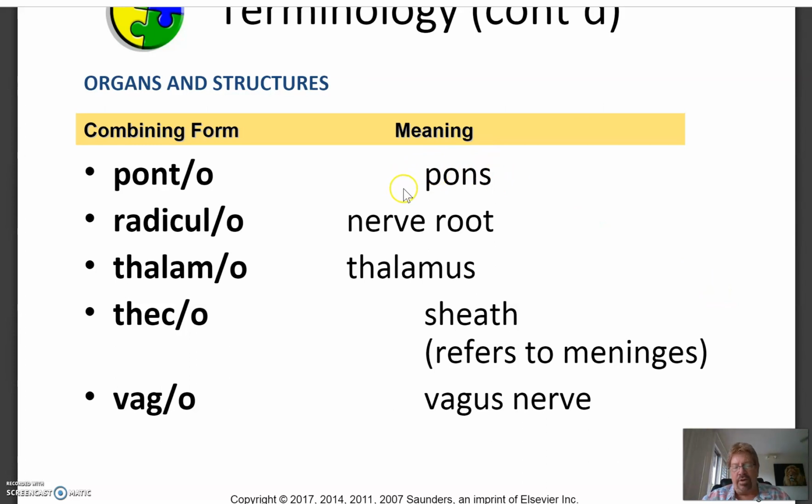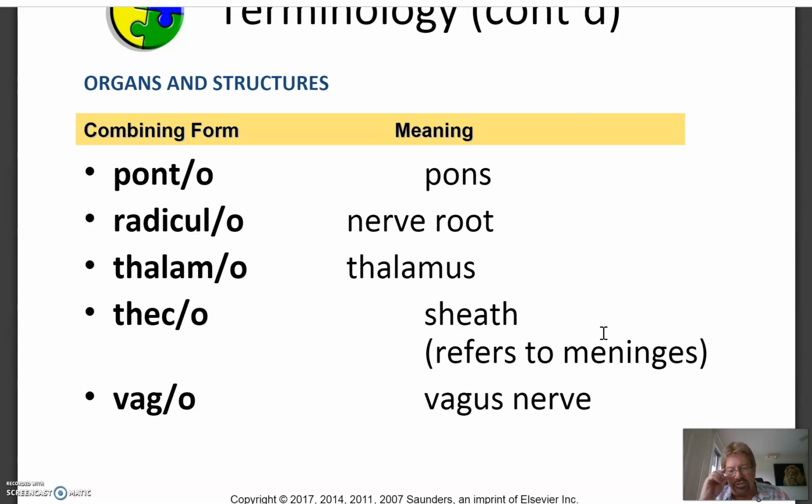Part of the brain stem is a structure called the pons, and ponto is the root word for that. Radiculo has to do with a nerve root. There are 31 pairs of spinal nerves that exit the spinal cord and go out between the vertebrae, and that's what the nerve roots are. Part of the brain, that's actually part of the diencephalon, I know that doesn't help, is called the thalamus. The meninges, three layers, are collectively called the thecal sac.